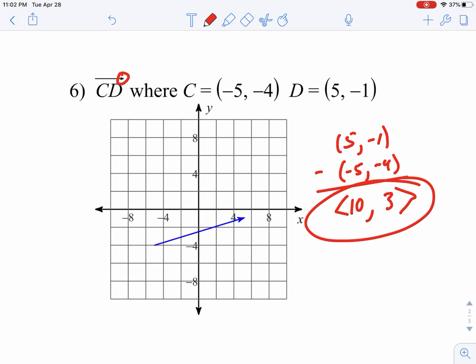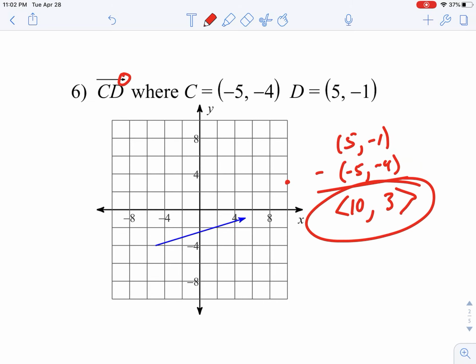And again, if you were to draw this, 10, 3 would be right about there. I guess it'd look kind of like that. So yeah, that blue arrow shifts up and to the right like that.